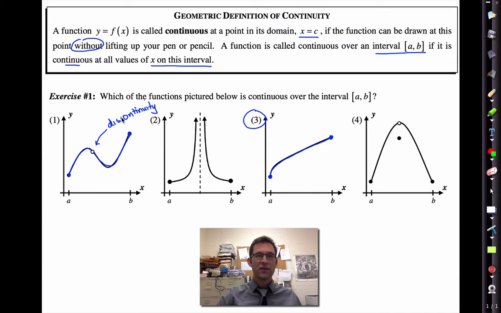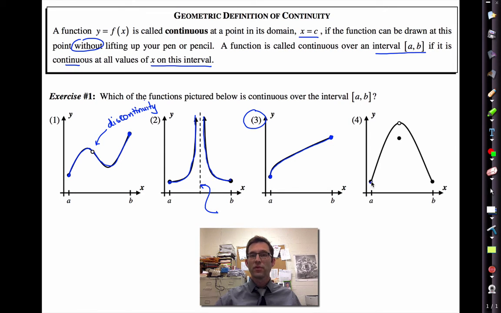A discontinuity, that's supposed to be a C there. All right, an X value where I have to pick up my pencil. Likewise, we also have a discontinuity right here because I approach this vertical asymptote, I have to pick up my pencil and put it back down to finish it off.